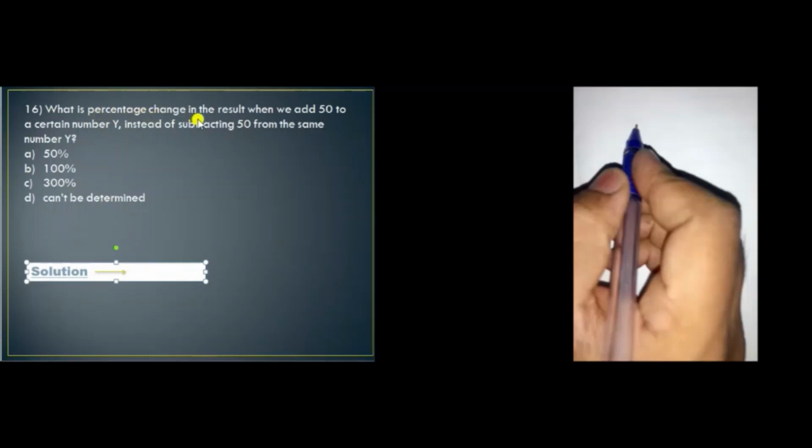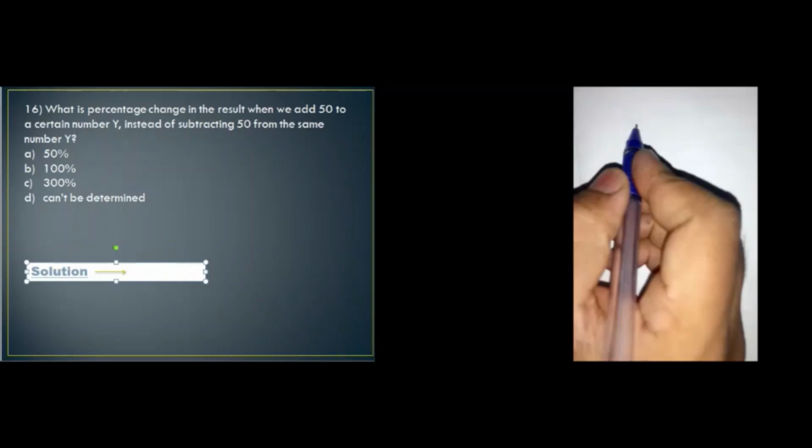The question is, what is the percentage change in the result when we add 50 to a certain number y instead of subtracting 50 from the same number? This is again a similar type of question where we want to calculate the percentage error or the percentage change in the result when we have added 50 to a certain number instead of subtracting 50 from it.